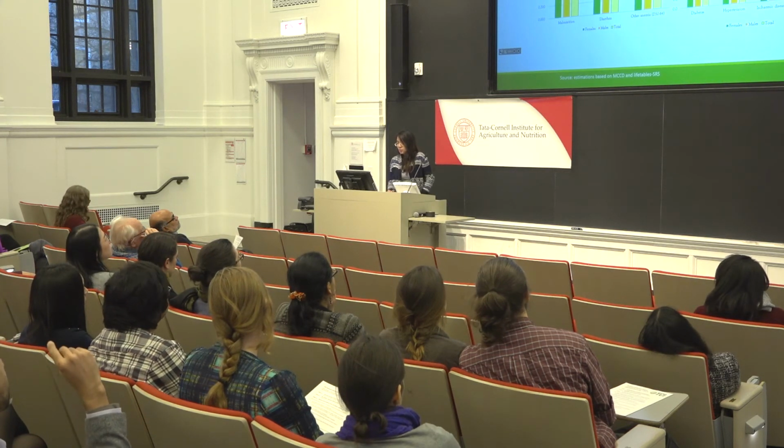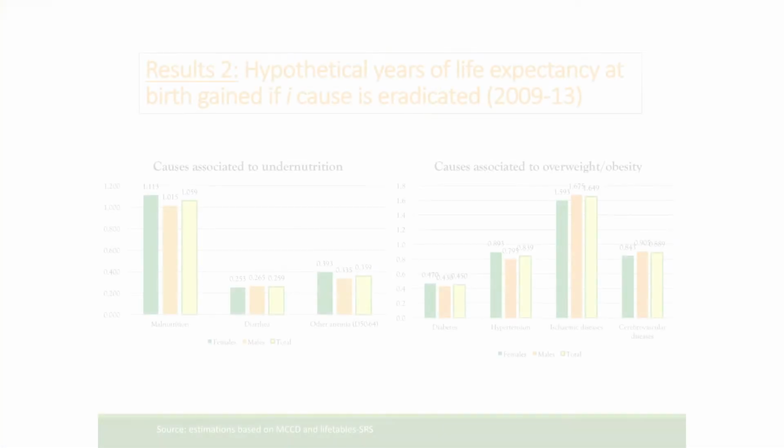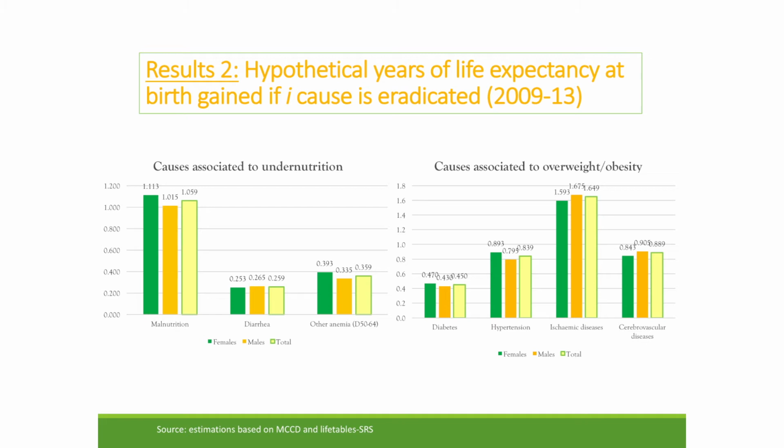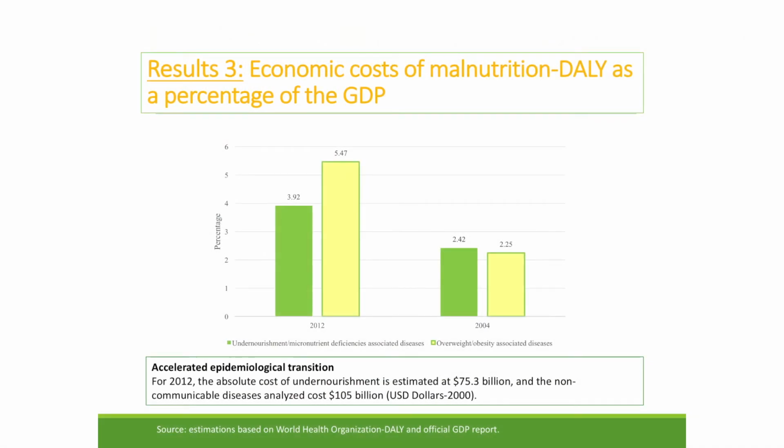My second set of results show the hypothetical years of life expectancy that can be gained due to the elimination of causes of death associated with undernourishment and overweight. They show that, in general, malnutrition understood as undernourishment and, on the other side, overweight can have similar burdens in terms of life expectancy. For instance, I found that undernourishment can represent about 1 year of life in terms of the average life expectancy of India. And on the other side, ischemic diseases or hypertension can have a similar burden compared to this one.